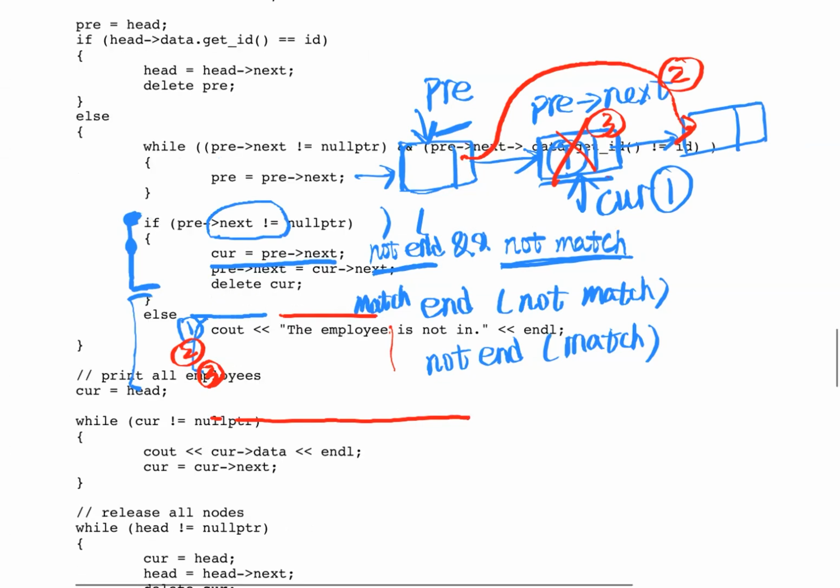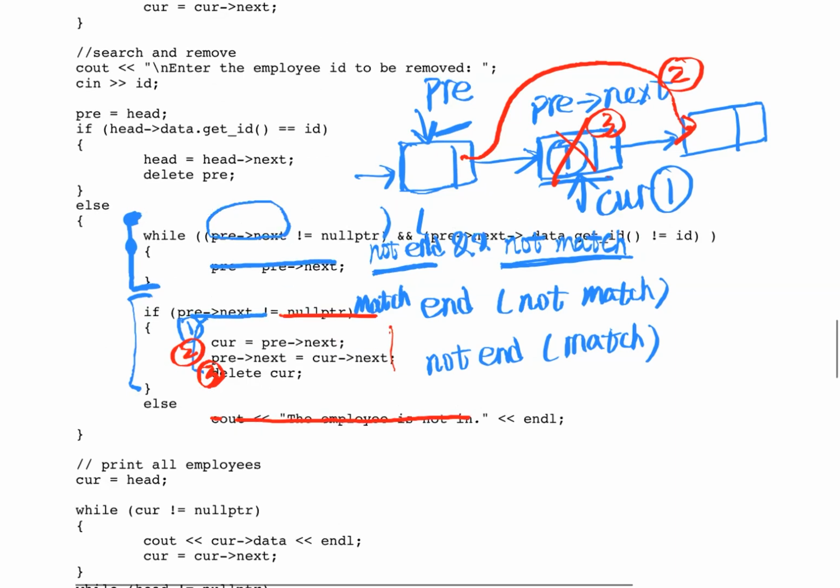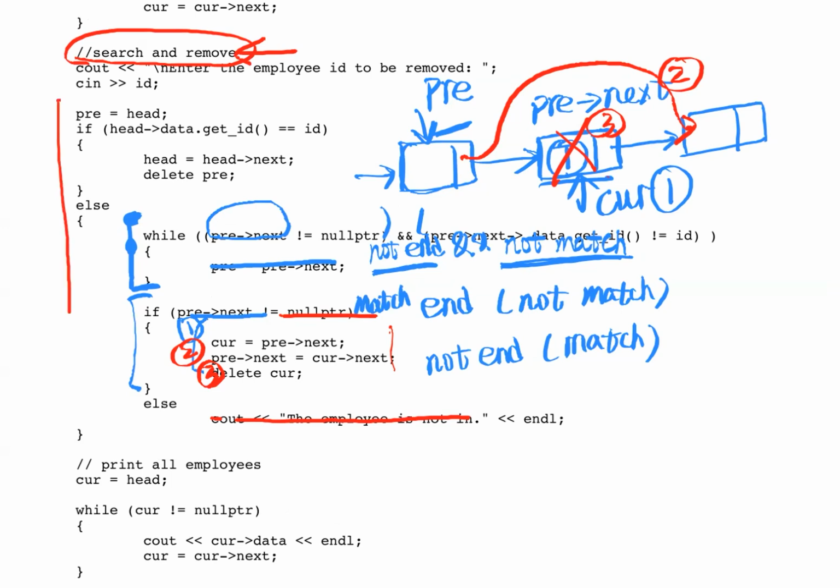Okay, this is the search and remove. Search a target employee and remove it from the link structure. We will use this in lab 3. So please be sure you understand this code segment.